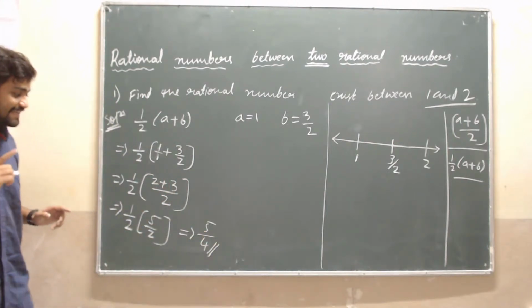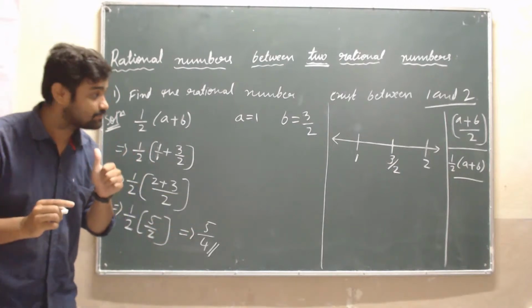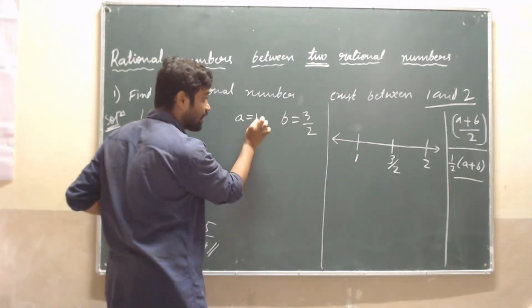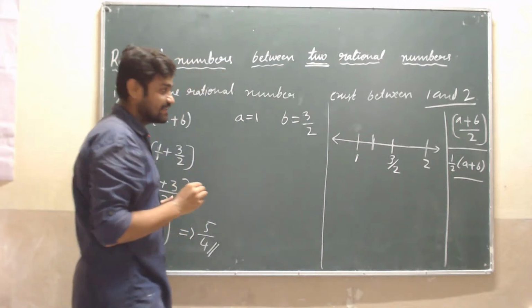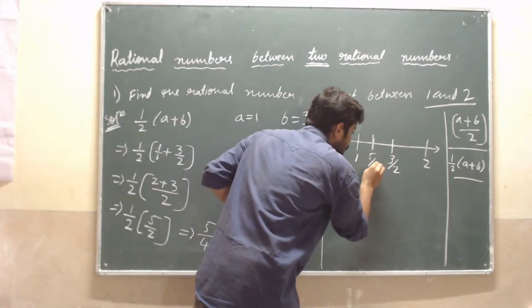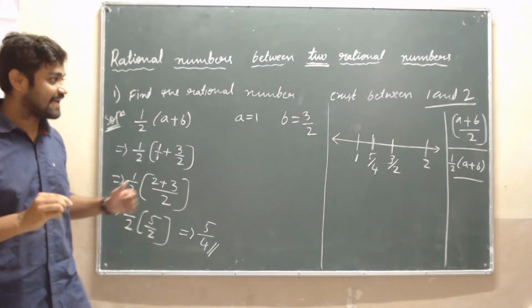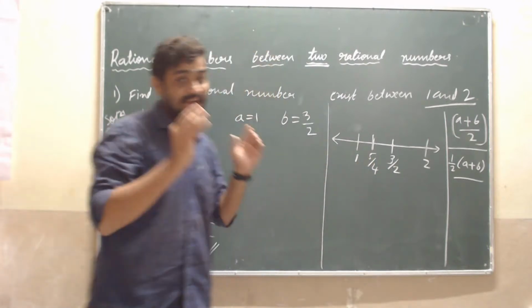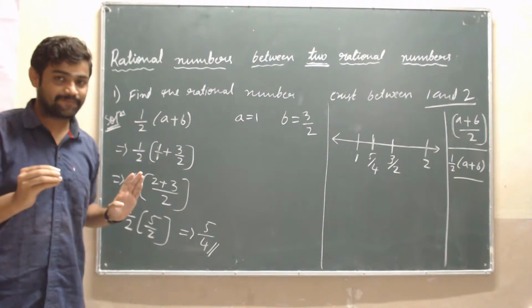Are you understanding? Then 5 by 4 is the rational number between which rational numbers? Between 1 and 3 by 2. Exactly, this is 5 by 4. This is exactly between 1 and 3 by 2. So 5 by 4 is another rational number we have between 1 and 3 by 2.